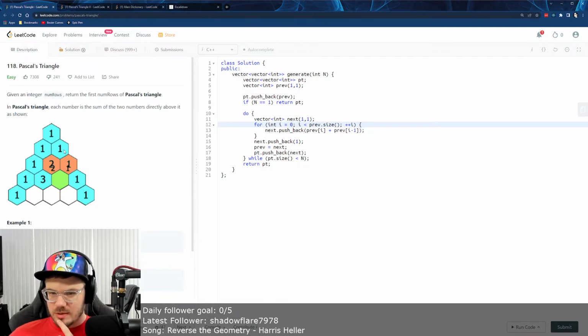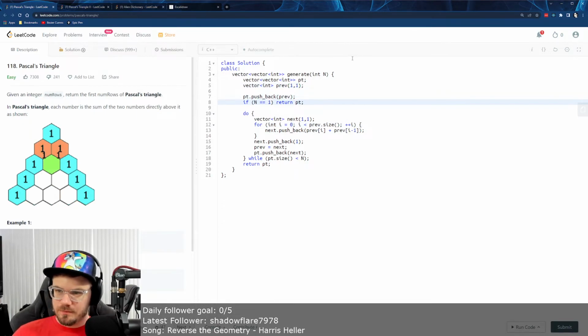Yeah, that's why I did back 1 and back 2, because row 3 is the first row where you have the numbers that you need to sum. So we'll do it this way. We'll still just have prev. So prev equals 1 1 pt dot pushback prev.